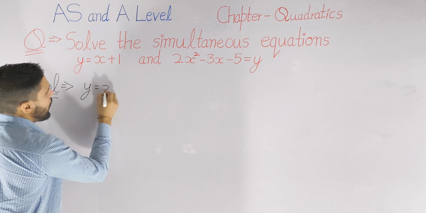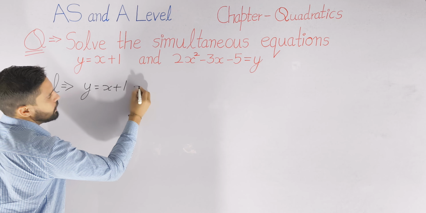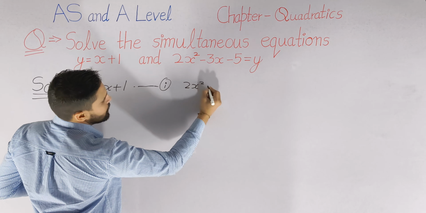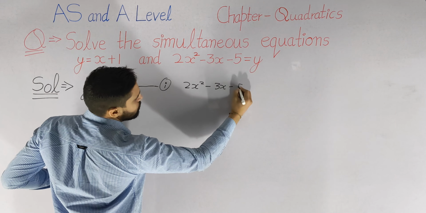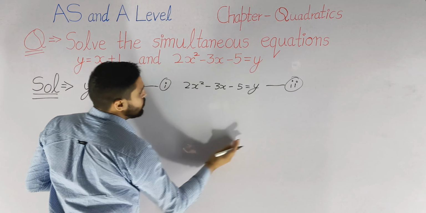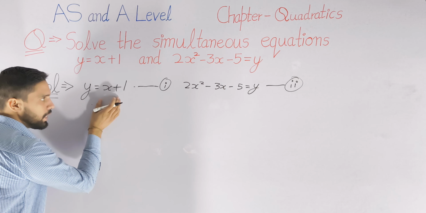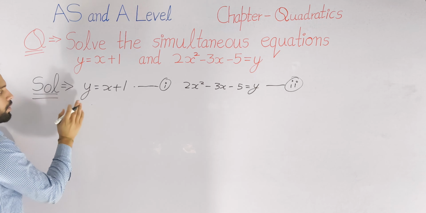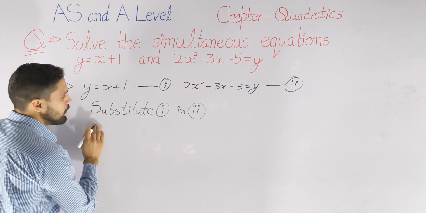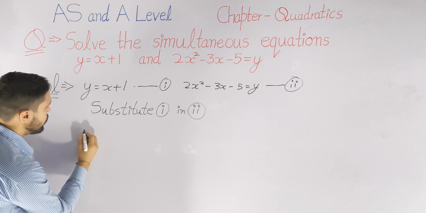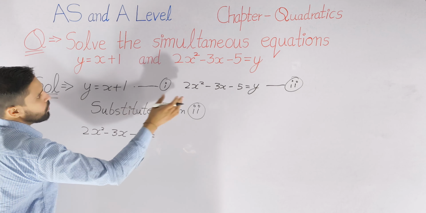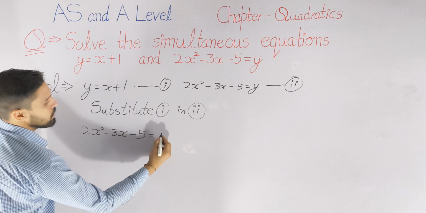First of all, write the two equations. This is our first equation, and our second equation is 2x square minus 3x minus 5 is equal to y. This is our second equation. To solve this, we will substitute one equation into the other equation. We will basically substitute the value of y into the second equation. So we will substitute 1 in 2. We get 2x square minus 3x minus 5 is equal to, in place of y, write x plus 1.